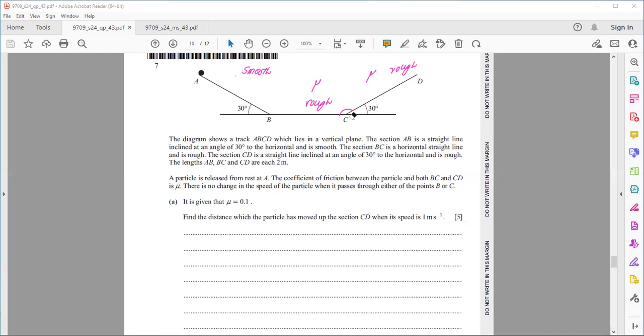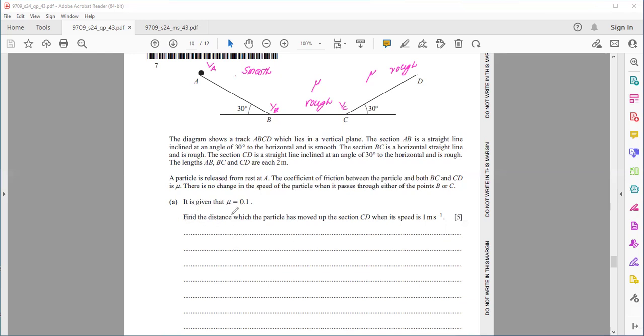Now I will solve this question step by step. The particle is released from rest at point A, which means the initial velocity will be zero. Here I will denote the velocity with VA, over here with VB, over here the velocity is VC, and over here the velocity is VD, if it exists.